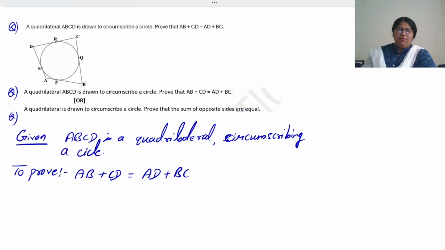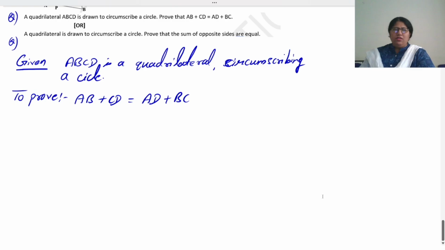Now if you see in the figure, AB plus CD is a pair of opposite sides, right? What is another pair of opposite sides? AD plus BC. These two sums are equal. How are you going to prove it? You are going to use the tangent related theorem. What is the tangent related theorem? You have learned that tangents drawn from an external point are always equal in length.